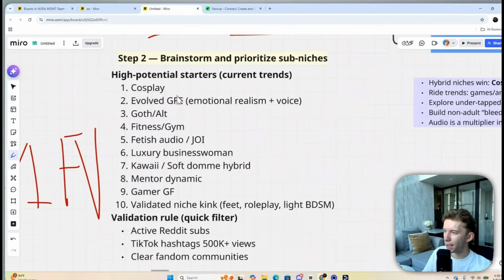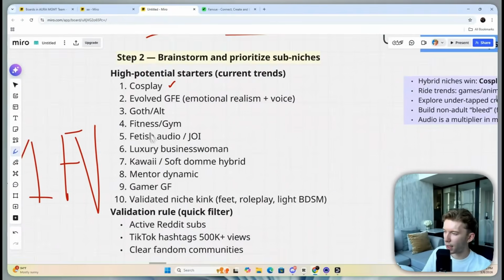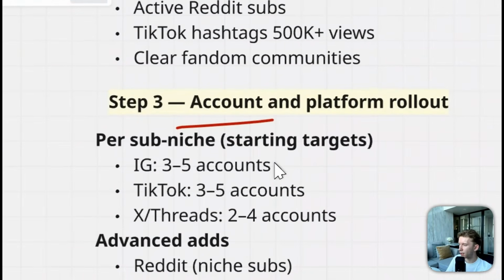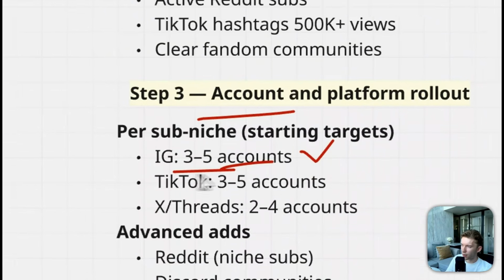Again, brainstorm ideas. You can use cosplay. You can use all of these that I just went over. And again, create accounts. Obviously, you're going to create IG. I would start with 3 to 5 accounts.